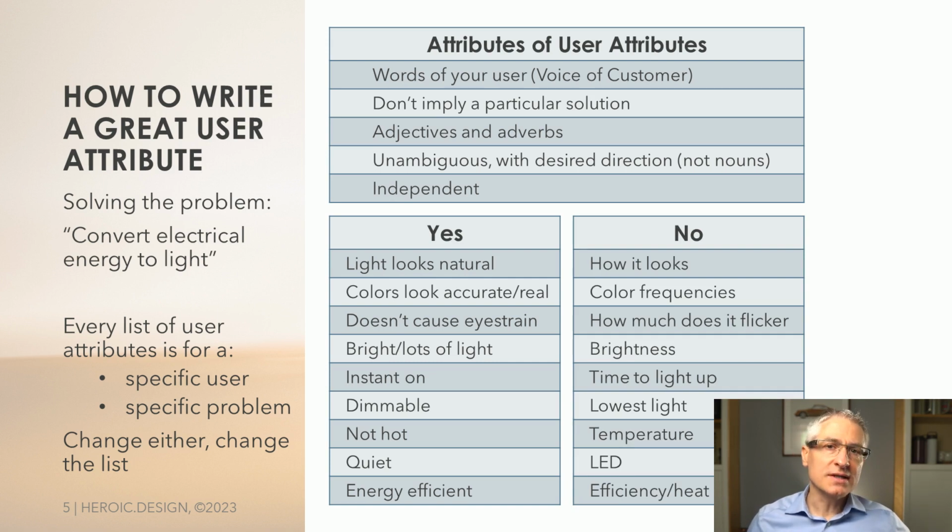The first one on the list, how it looks, is ambiguous. The second one, color frequencies, doesn't tell us if we want all the frequencies or some of them or a consistent level of each frequency. There are a lot of nouns like brightness. Do they want a lot or a little? I could guess, but that's too risky.